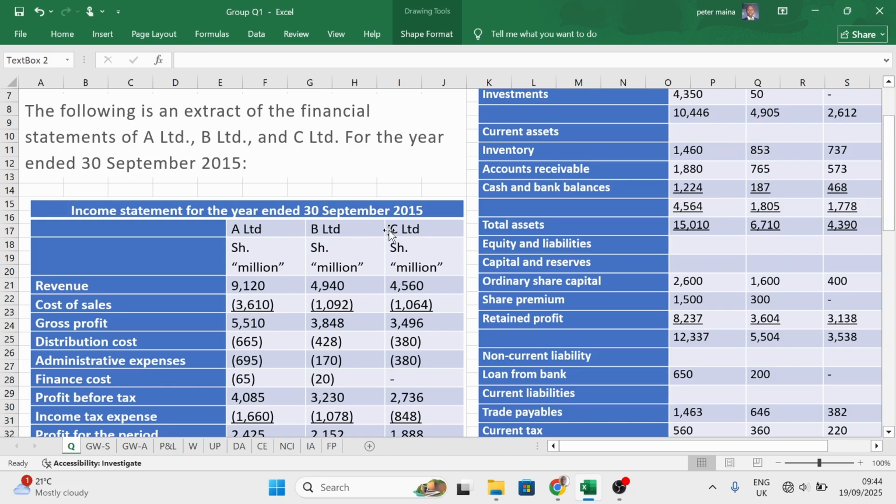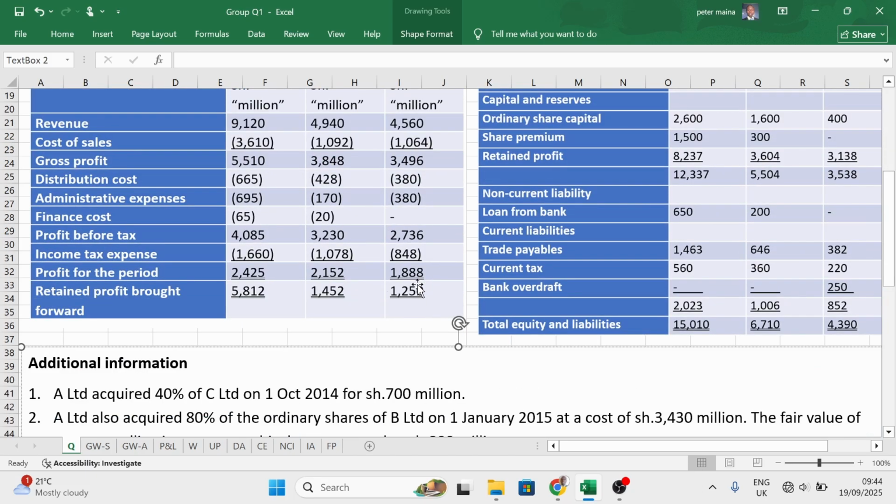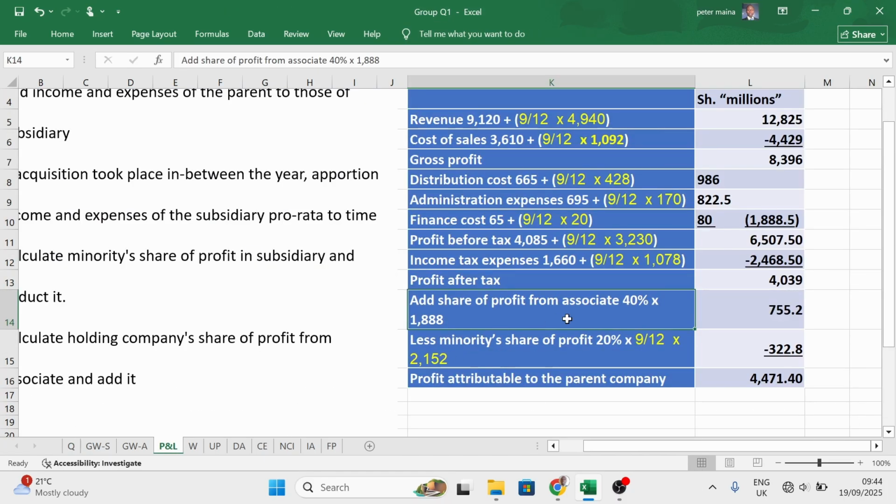So this is the income statement. Go to C Limited. The associate made a profit of 1888 for the current year. That is the profit after tax. So the parent will take 40% of 1888, which is 755.2. From there, we less minorities' share of profit.